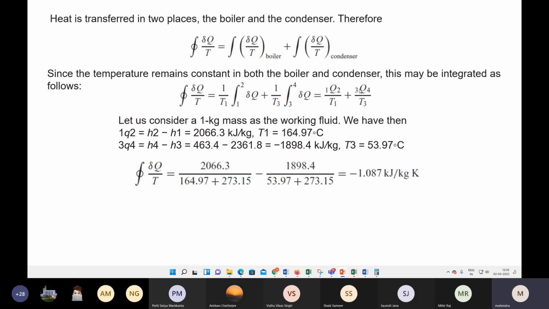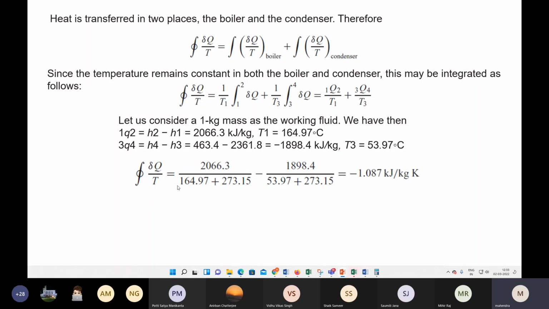These are the values from the problem, which I have not pasted here. Once you consider it as unit mass, then H2 minus H1 is this much, and at that particular location this is the temperature. In the condenser, the enthalpy difference is this much, and that temperature is 53.97. Once you substitute all this, we get minus 1.087 kilojoule per kg Kelvin. Okay, this is absolutely a negative value.